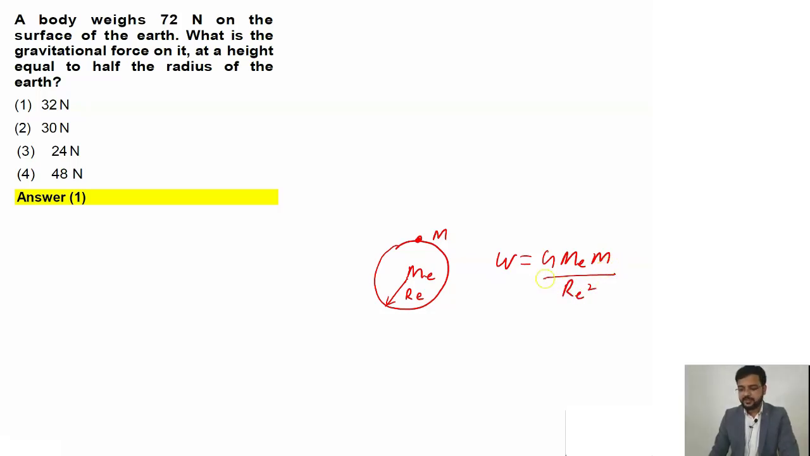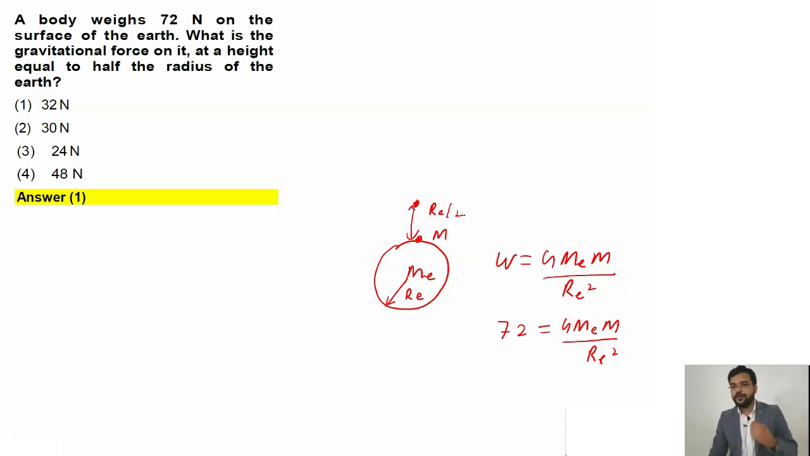Correct. So this thing is given as 72. The value of GMeM by Re square is 72. After that, what we are doing here is moving this body in the upward direction, and this distance is Re by 2.